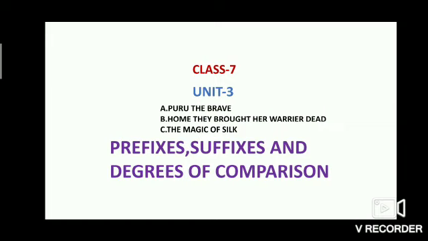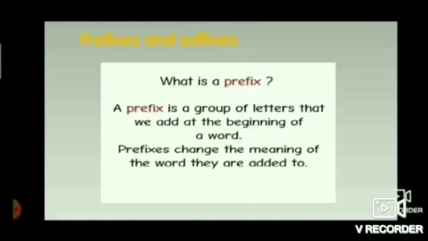Students, today in unit 3 we are going to learn about the grammar part: prefixes, suffixes and degrees of comparison. Okay students, let's begin. Prefixes and suffixes we have already learned in our earlier classes, right?